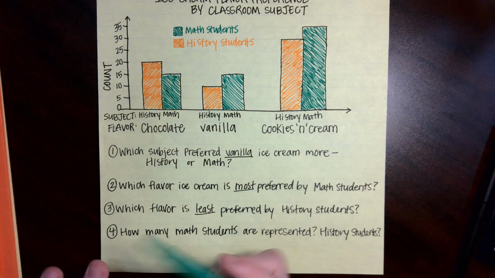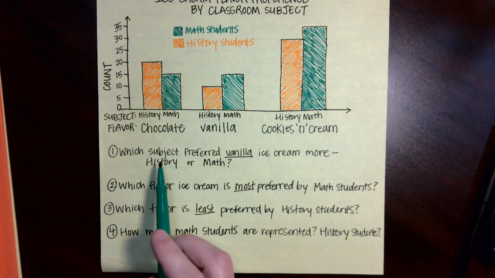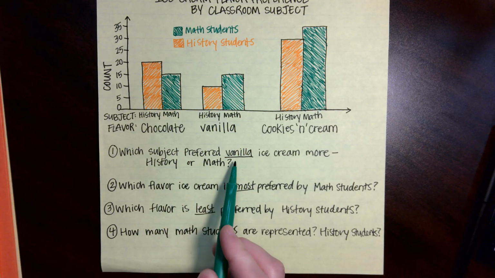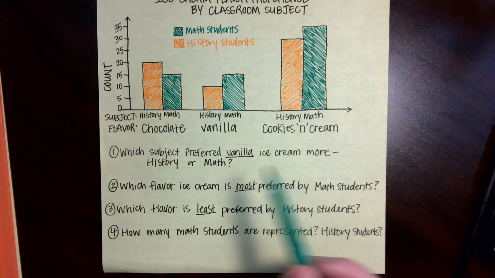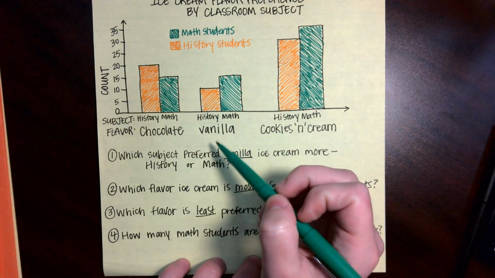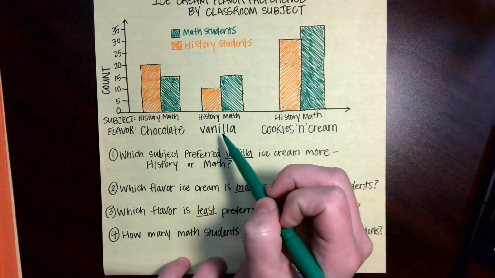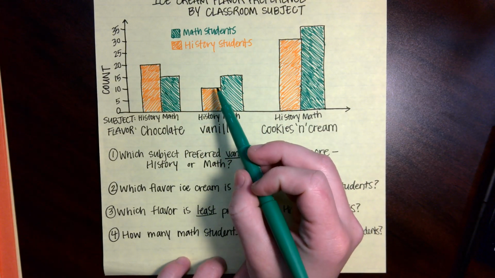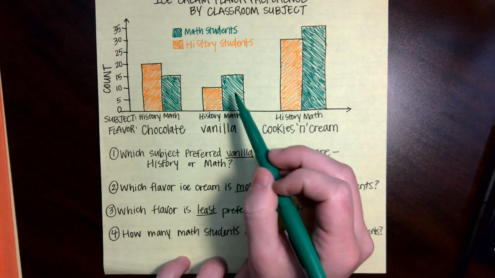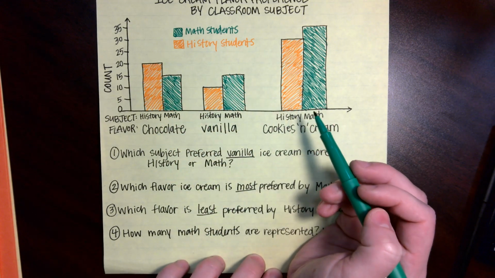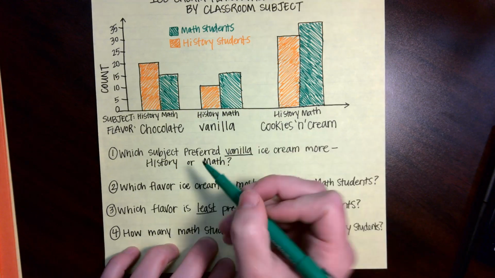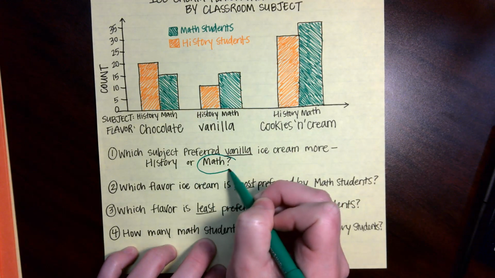So, question number 1 says, which subject preferred vanilla ice cream more? Oh, history or math? Let's see. Vanilla right here. History, we got 10. Math, we've got 15. Yep, so math had more students, so we would say math preferred vanilla.